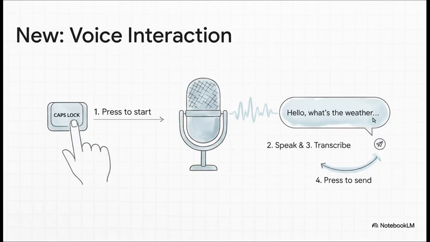And it's not just about seeing your screen, it's also about hearing you. There's this awesome new voice feature. You just hold down a key, say caps lock, and start talking. It transcribes what you're saying live. When you're done, you let go of the key, and bam, your prompt is sent. It's a super fast, hands-free way to get ideas out of your head and into the AI.